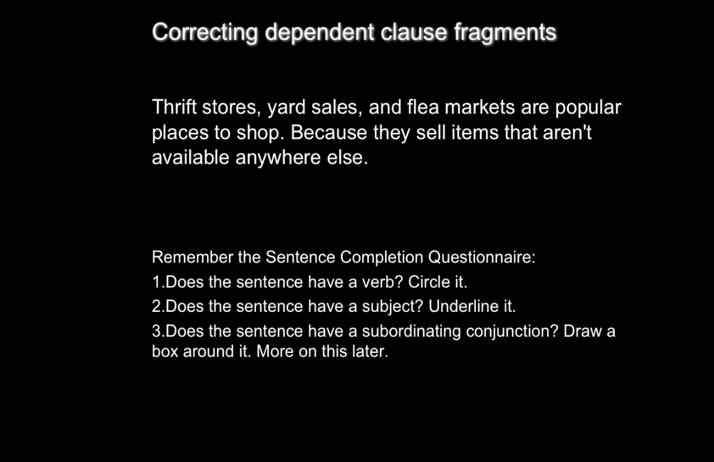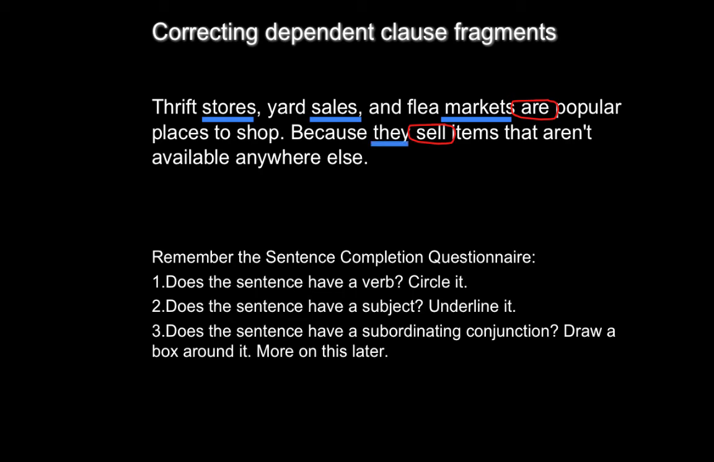Here's an example of a sentence fragment that results from the use of a subordinating conjunction. Thrift stores, yard sales, and flea markets are popular places to shop because they sell items that aren't available anywhere else. If we quickly move through our steps, we see that there are two verbs here, are and sell. In this sentence, the verb are has 3 subjects. 3 different places are popular places to shop, so the subjects for are include thrift stores, yard sales, and flea markets. The subject for sell is they.